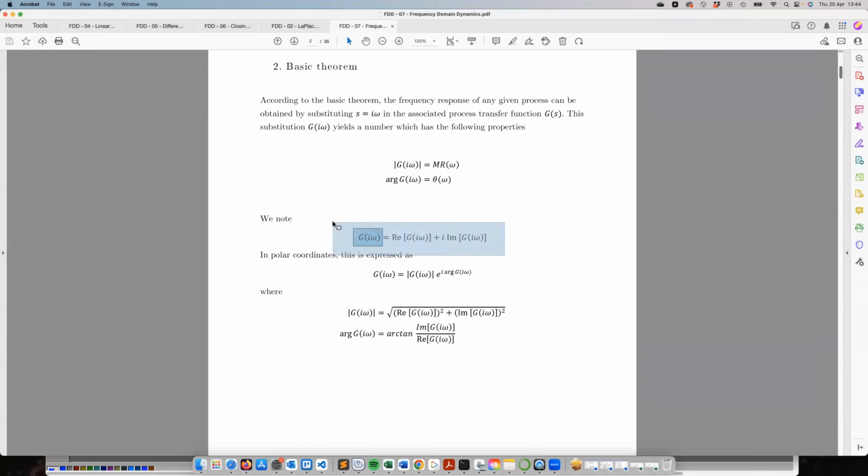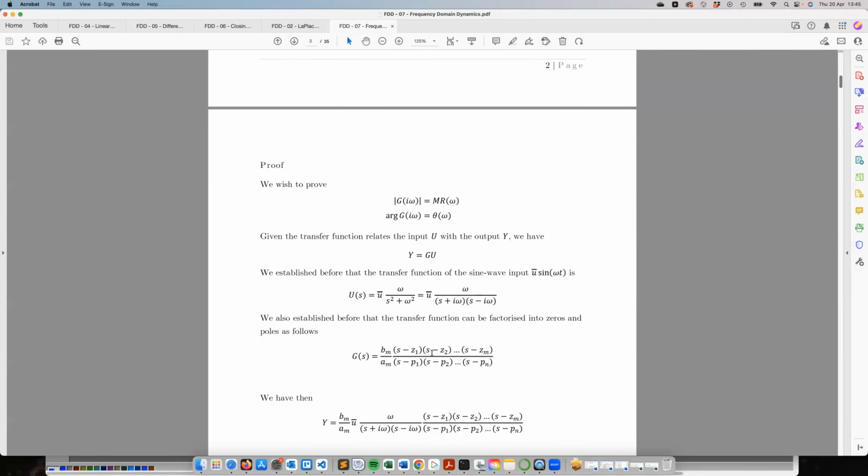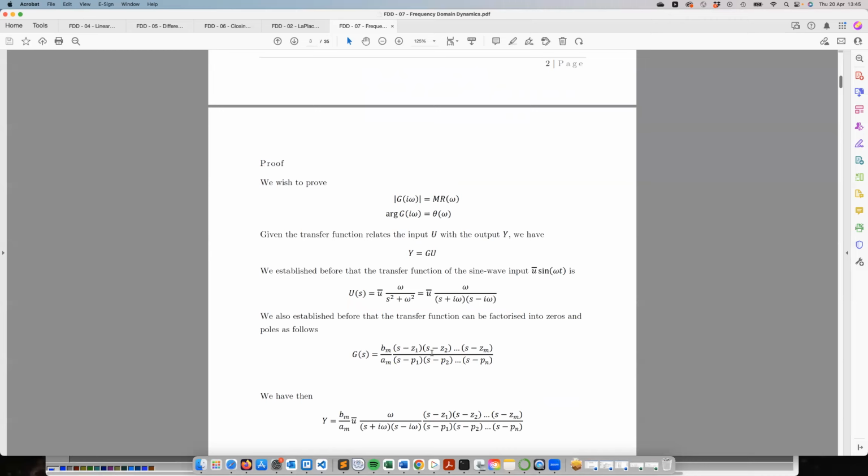So we've expressed G in rectangular coordinates, and we can also express it in polar coordinates. And we can also relate the two. We can say that the magnitude is, of course, the square root of the square of the real part plus the square of the imaginary part. And we can also say the phase angle, arg of G(i omega), is equal to the arctan of the imaginary part over the real part. So that's all just standard complex number relationships, right? There's nothing different there. So now let's look at why i omega is so interesting to us.